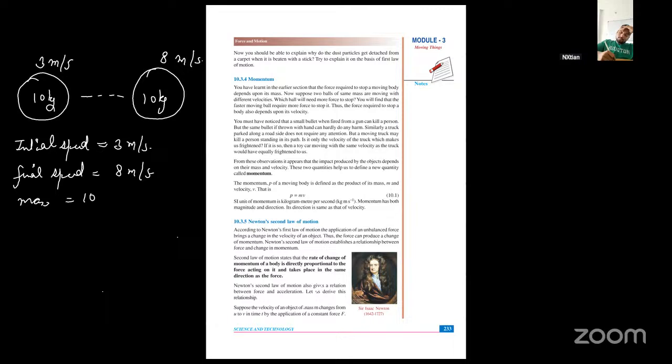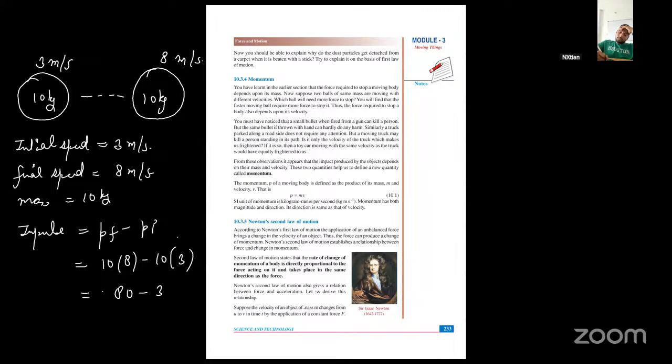What is the formula for the impulse? So impulse formula is final momentum minus initial momentum. The mass is basically 10. And what is the final momentum? Final speed is 8, so 10 into 8, minus initial momentum, which is mass 10 into 3. So it will become 80 minus 30. So it will become 50 kg meter per second. Did you understand, guys? Yes or no?